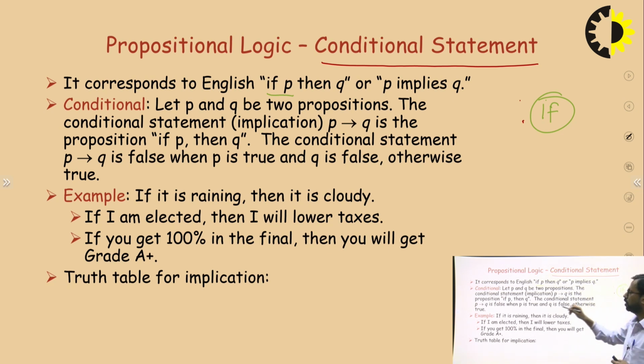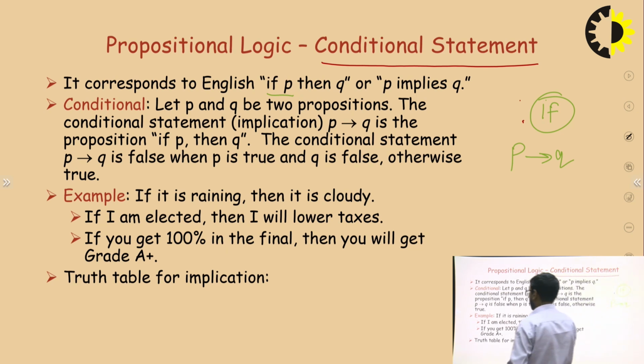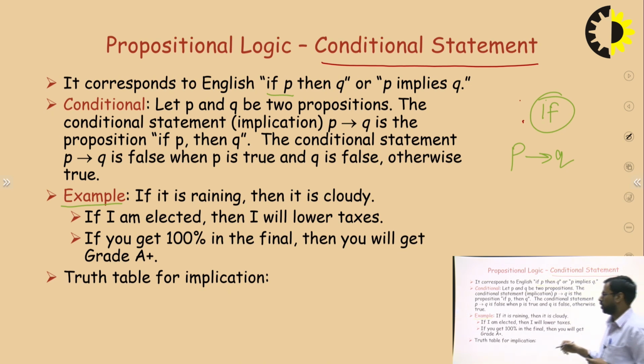Conditional: let P and Q be two propositions. The conditional statement, or implication, is denoted by P tends to Q, where P and Q are two predicates. If the value of P is true, that is the condition, then Q will be true, otherwise false. Let's take an example: if it is raining, then it is cloudy. The second example is, if I am elected, then I will lower taxes.